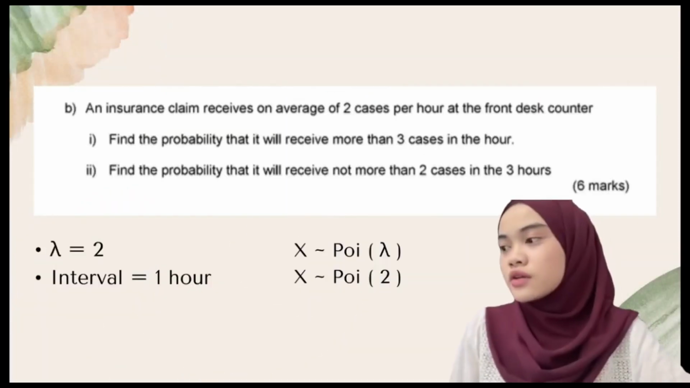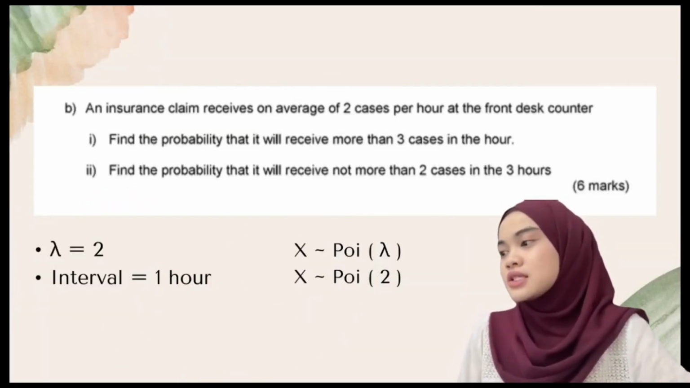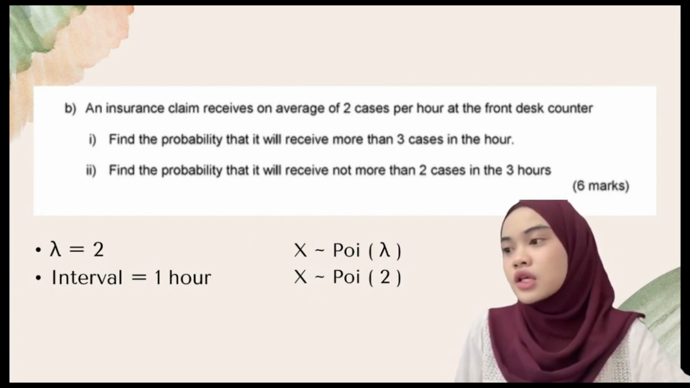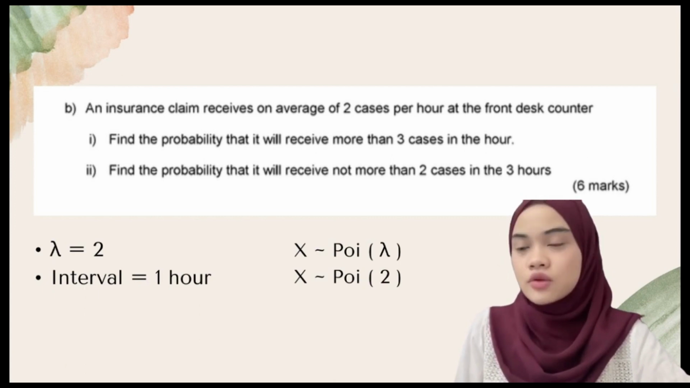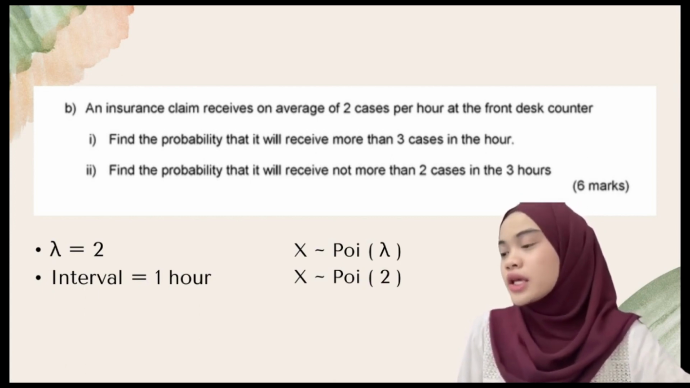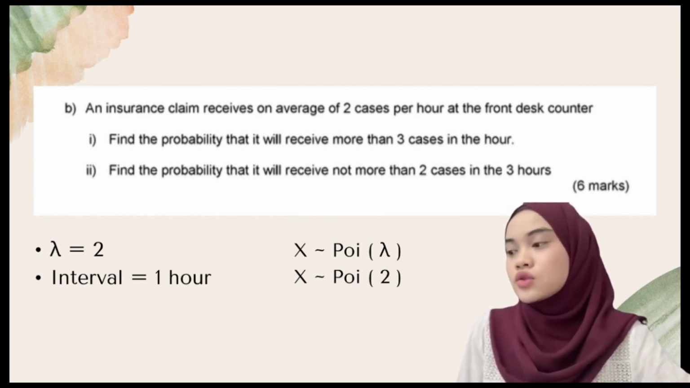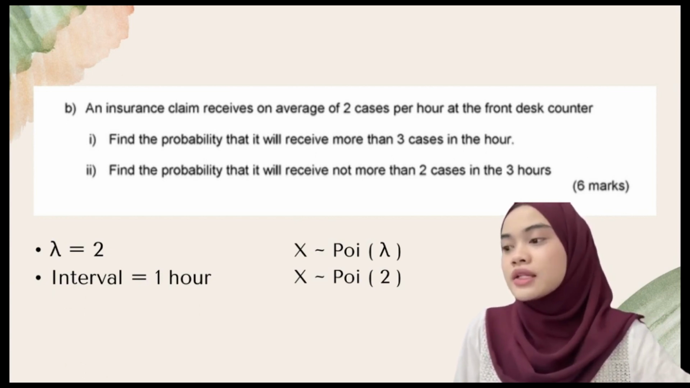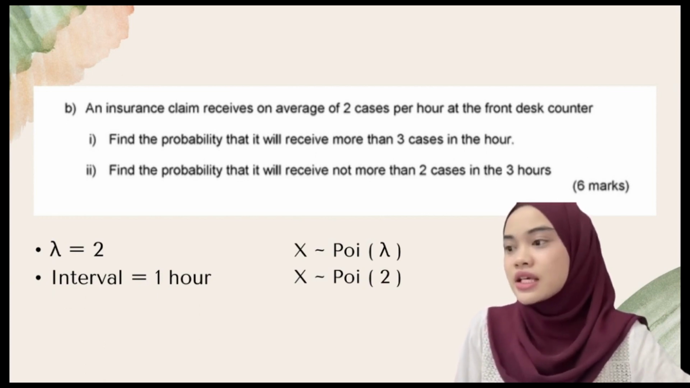Now, from question 5b, it said that an insurance claim receives on average 2 cases per hour at the front desk counter. So, from the question, we can find that the average or mean is equal to 2, and it's also considered as lambda. Lambda is equal to 2, and the interval is 1 hour. From this question, we can identify that this question is Poisson distribution since it is given average and interval.